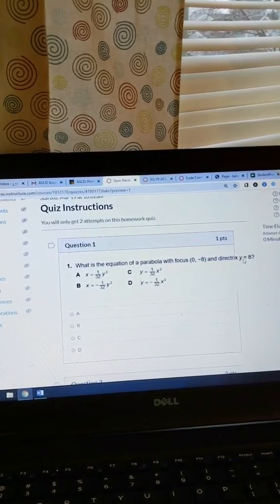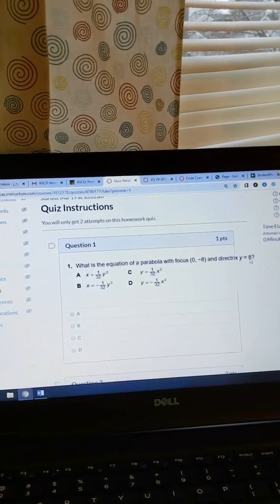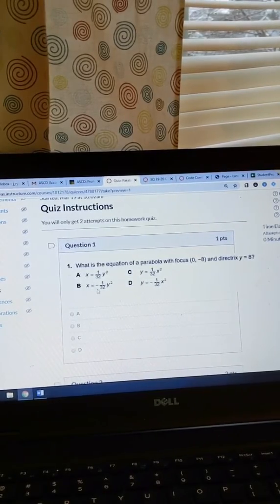Remember, the directrix will tell us what the equation should start with. So the directrix is y equals, meaning our equation should be y equals. So we could cross those 2 answers off.